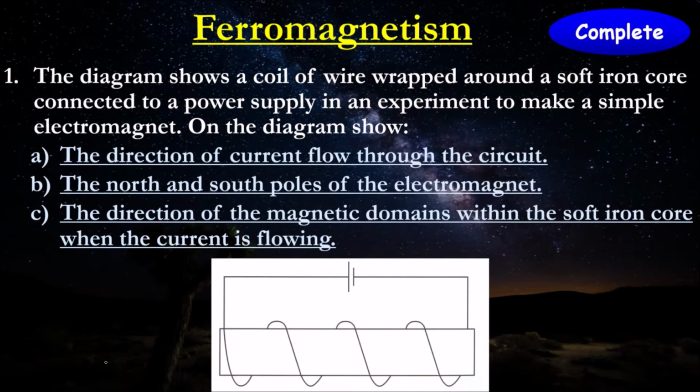Okay, so let's look at a question. The diagram below shows a coil of wire wrapped around a soft iron core connected to a power source. Firstly, find the direction of the current flowing through the circuit, and then the north and south poles of the electromagnet, and also the direction the magnetic domains are in.